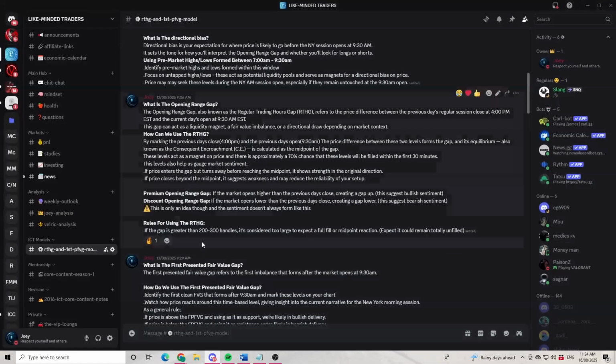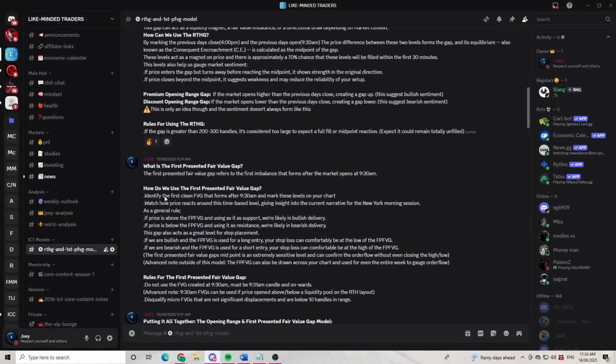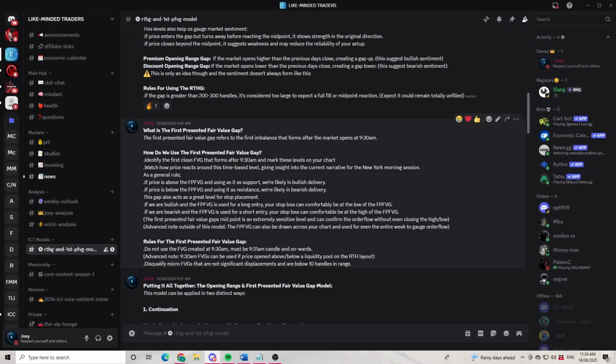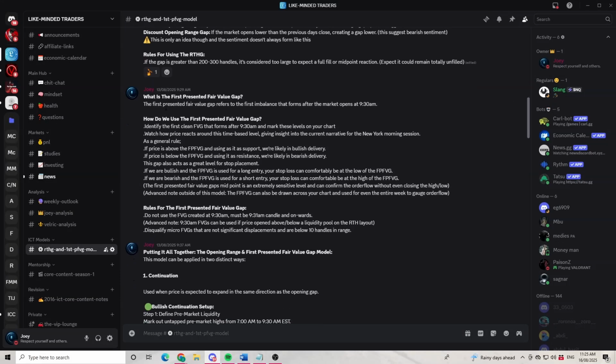Now, moving on, we will go to the first presented fair value gap, the next criteria in the model. Now, what is the first presented fair value gap? The first presented fair value gap refers to the first imbalance that forms after the market opens at 9:30 a.m. How do we use it? Identify the first clean fair value gap that forms after 9:30 a.m. and mark these levels on your chart.